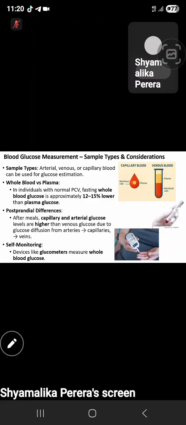So when you are using self-monitoring devices like glucometers, you should know these things. Sometimes some patients compare their values before giving blood. They check their blood glucose value with the glucometer and come to you. So if those two values differ, what is the reason behind this difference?